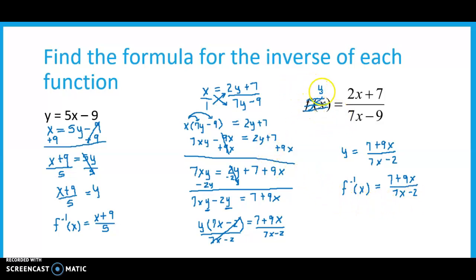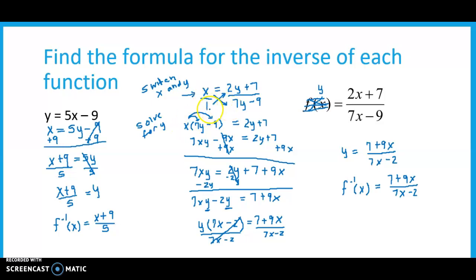First step, we rewrote f of x as a y, and then over here we switched x and y, and we did that in both examples. So that got us right here. Then we needed to solve for y as our second step. And that's where we ran into a lot of algebra.